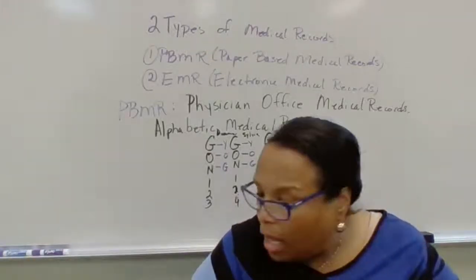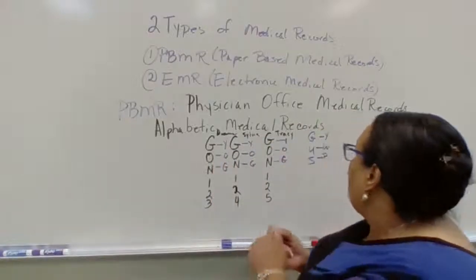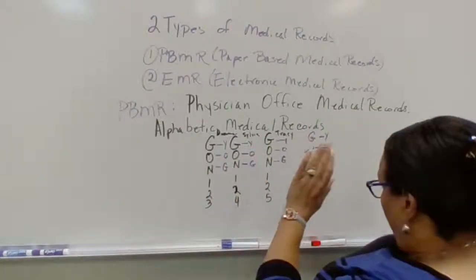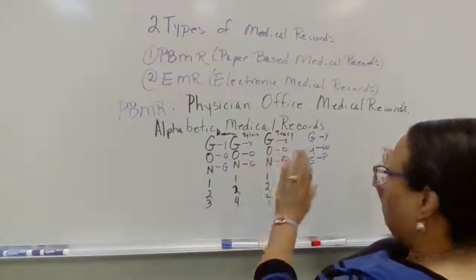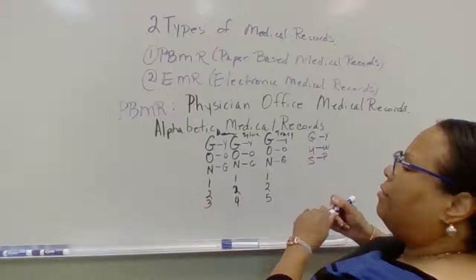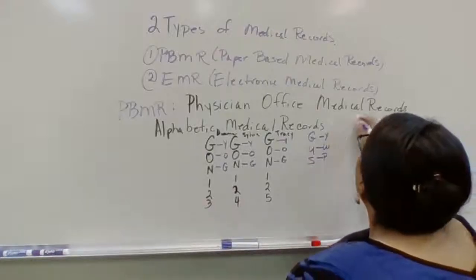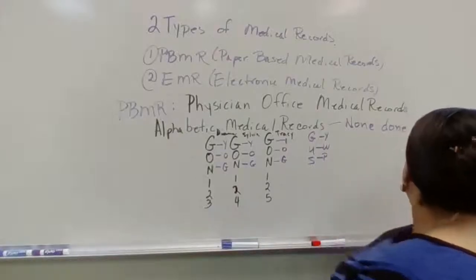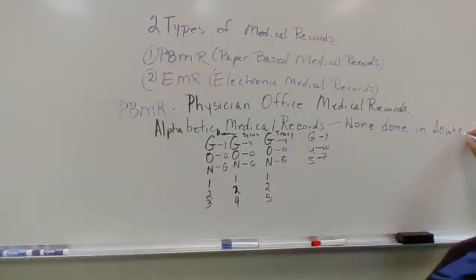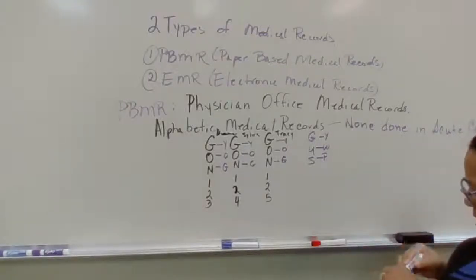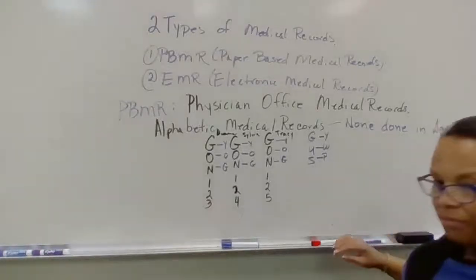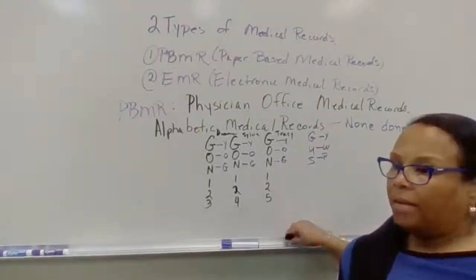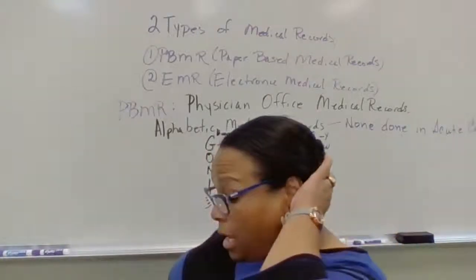Does everybody understand that? Now, medical records in a physician office, this is the only office setting that has alphabetic medical records. They do not do alphabetic medical records in acute care. Acute care means what? Okay, thank you, acute care settings. If somebody tells you that, you need to get on the phone and call me real fast, so I can charge them a consultation fee for a visit. Does everybody understand that? Okay, very good. Now we can move on.